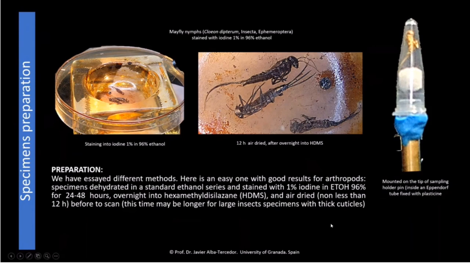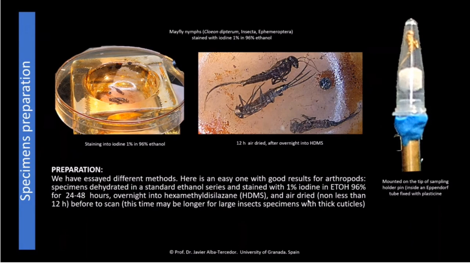So to be able to do that, normally the easiest way that I suggest to many people is what is described here. Specimens are dehydrated in a standard ethanol series, but if you have your insect already preserved in 70% ethanol, you can go straightforward from the 70% ethanol to 80% and 96%, with, in this last step, 1% iodine dissolved in ethanol. And then you put it into hexamethyldisilazane and air dry. How long? It depends on the size of the animal.